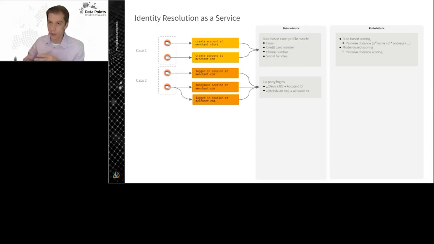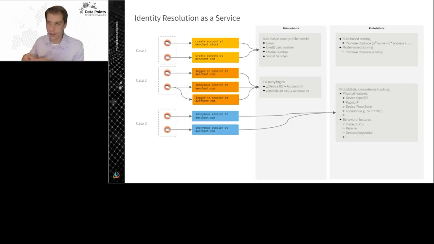Then even if we have two different devices that produce different sets of anonymous sessions, we can still match these sessions together using some probabilistic techniques. For example, we can combine the sessions based on device type, public IP, travel patterns, so based on some behavioral features, and tell that certain anonymous sessions actually belong to one user based on this information.